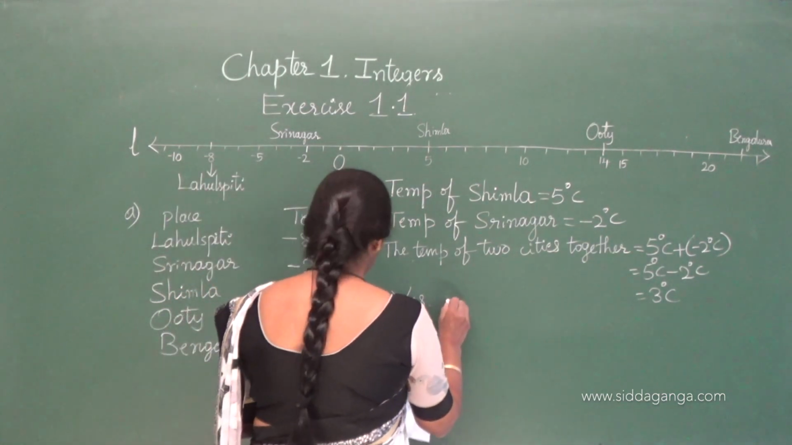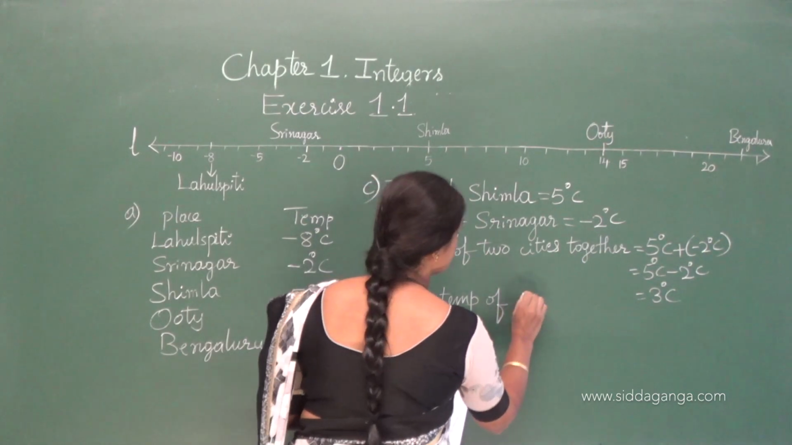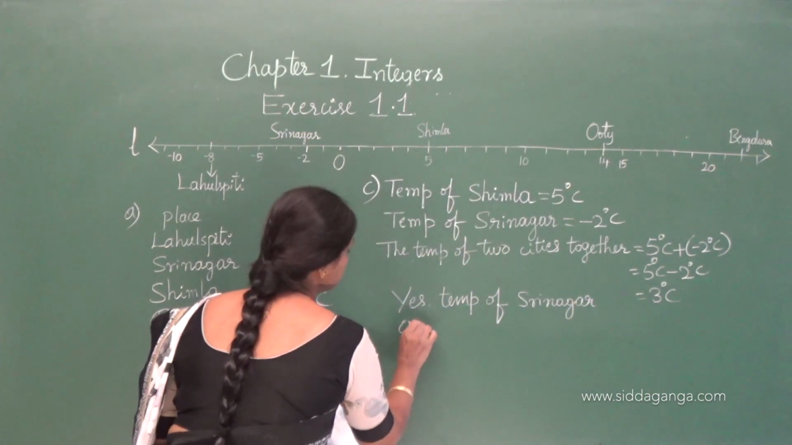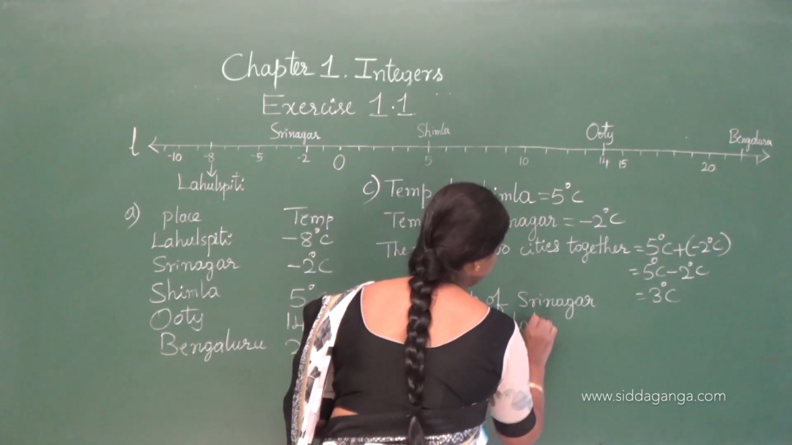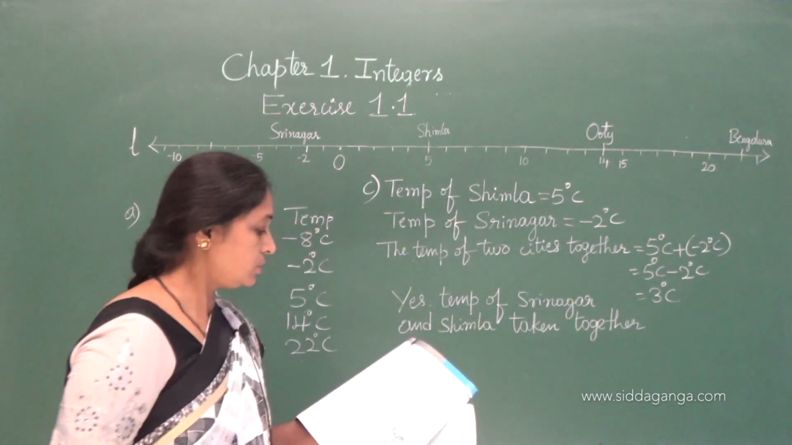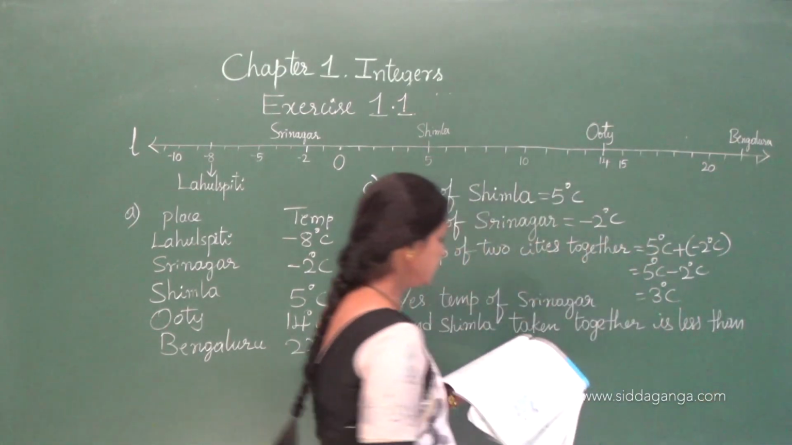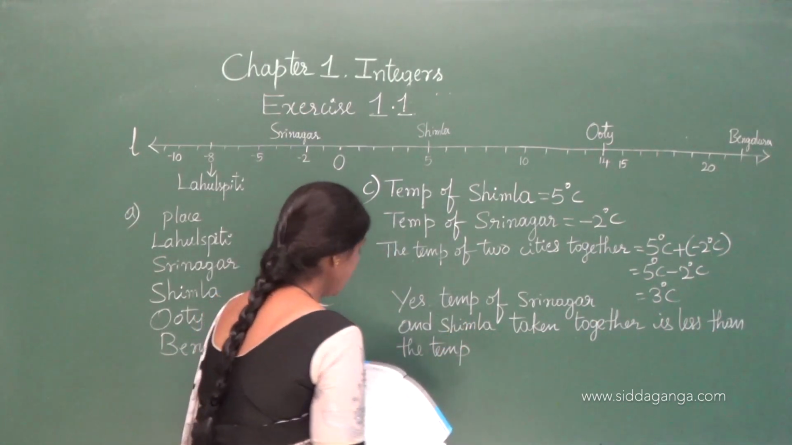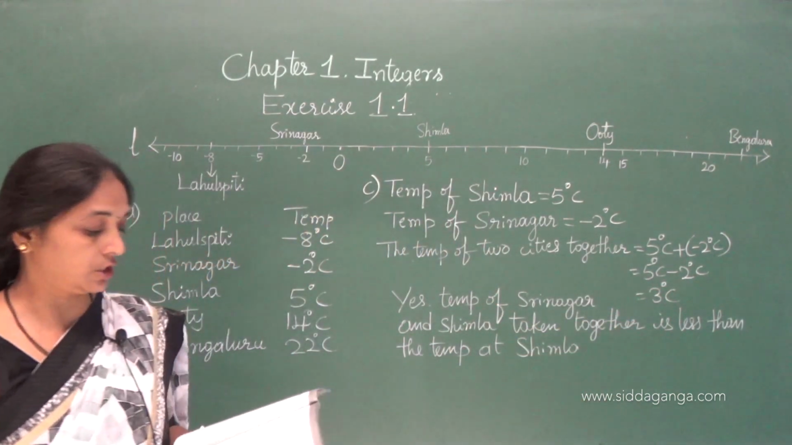We say the temperature of Srinagar and Shimla taken together is less than the temperature at Shimla by 2 degrees Celsius. Okay.